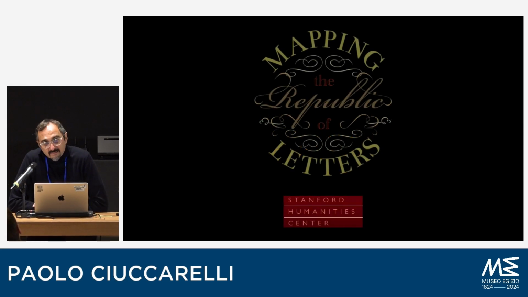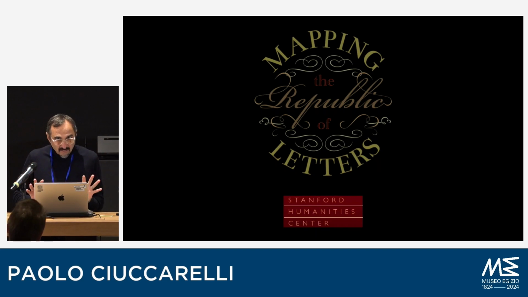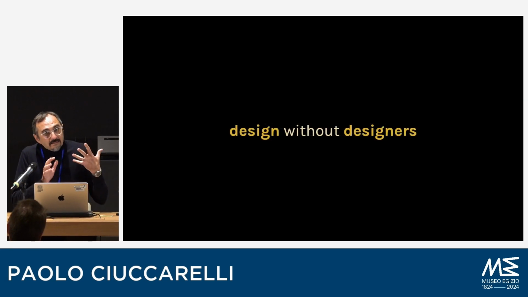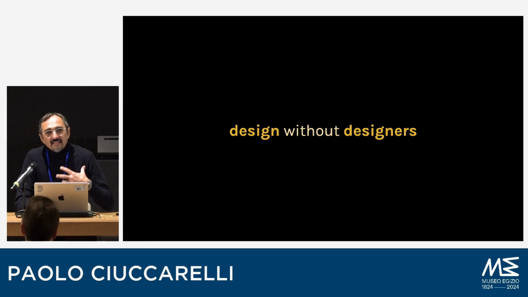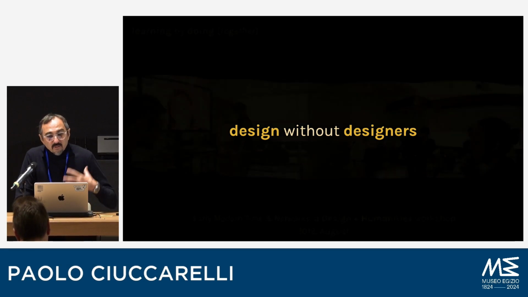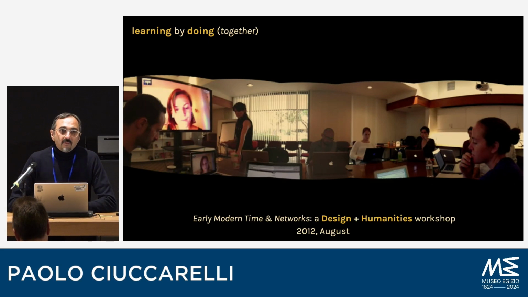The Stanford Humanities Center approached us because they were searching for different ways to represent the data they were collecting through this project that some of you may know, Mapping the Republic of Letters, actually bringing together lots of different archives about correspondence between intellectual figures in the Enlightenment period. They were actually already trying to do some design, but without having designers involved. And that's where we joined, I would say, in the best possible way, by doing a workshop. So they invited us. It was in the summer of 2012, and we did a workshop.